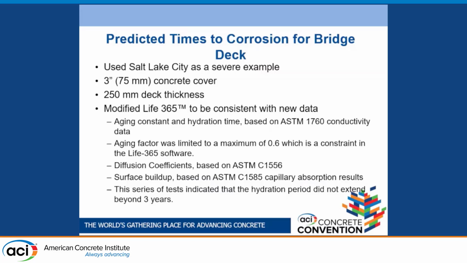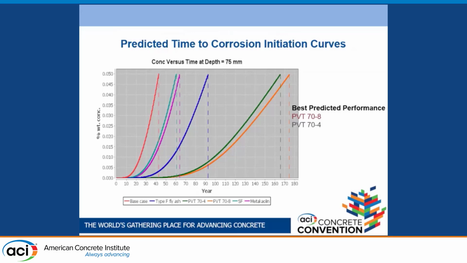So it's a good program to use if you want to compare things. But if you want to get down to actually modeling it, you have to start really playing around with the defaults. So we look at predicted times to corrosion initiation. You can see that the best times out here are the PVTs. They went far out, and you can see here's the control, and you can look at the date times.